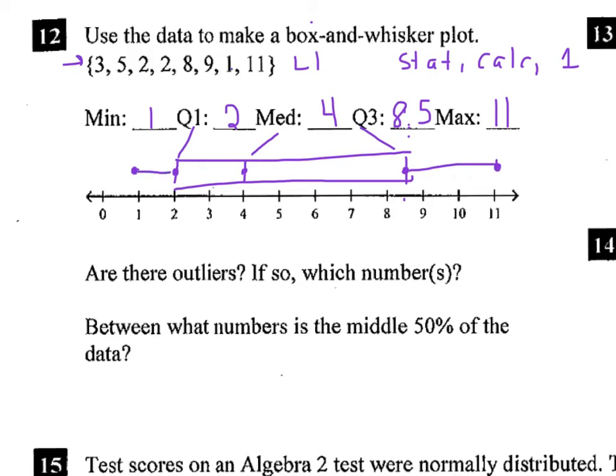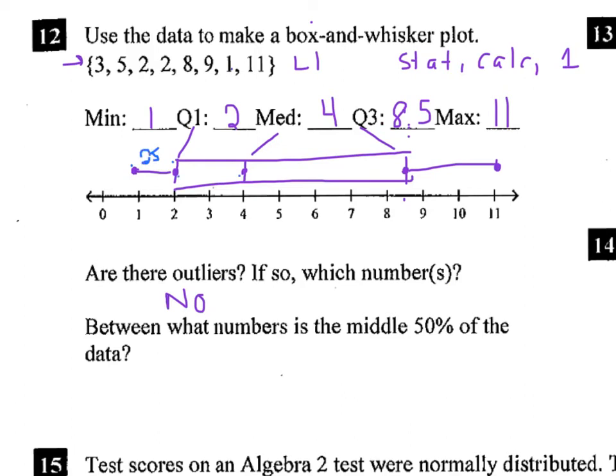Are there outliers? If so, which ones? Well, none of those whiskers look that long, and the answer here is no. There are no outliers. None of those whiskers are 3 standard deviations away from the mean. Between what numbers is the middle 50%? Well, the whole point of a box and whisker plot is it divides your data up into quarters. So between here and here, that's 25% of your data. That's a 2.